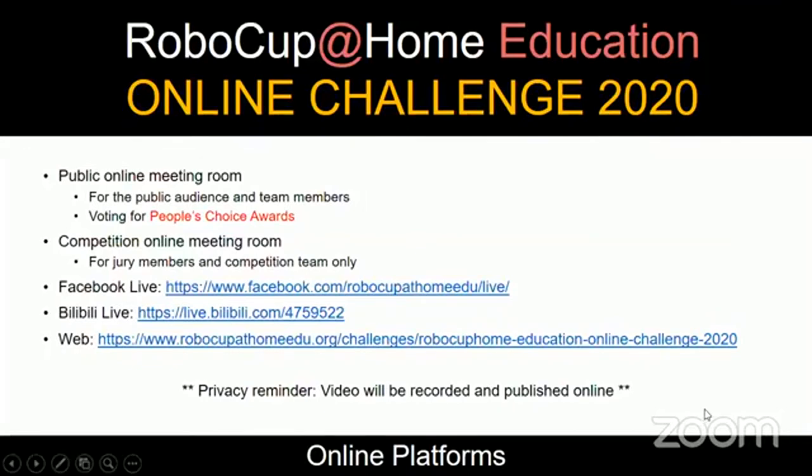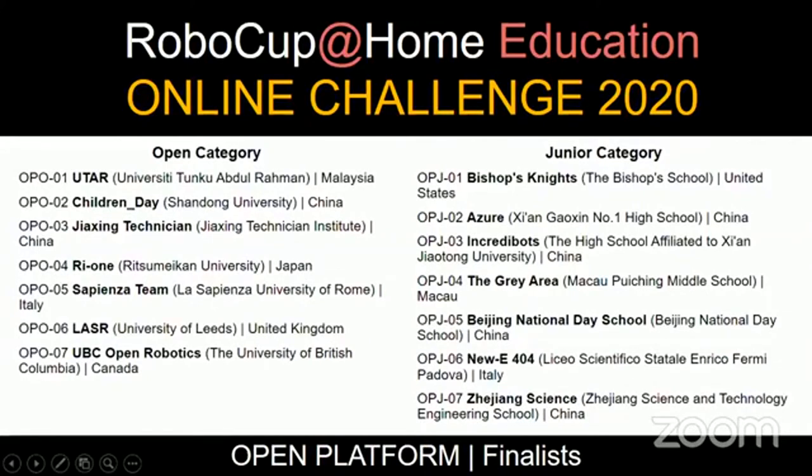Let me explain a little bit what to expect today. We are going to run both categories in the open platform. We have the open category, which is college and above, and the junior category, which is under 19 years old. Congratulations to all these teams. We have 17 in the open category and 17 in the junior category that successfully passed the technical video challenge, got selected, and are now fighting for the award in the final. Later on we will follow the sequence, not the order of this list of finalists, but the team sequence they drew during the setup day.